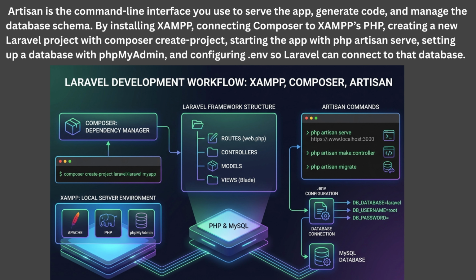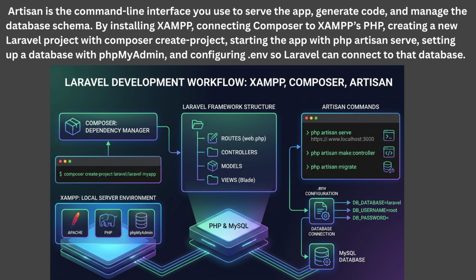Artisan is the command line interface that ties your entire Laravel workflow together. It's the tool you use to serve your application, generate new code, and manage your database schema. When you install XAMPP, configure Composer to use XAMPP's PHP, and then create a new Laravel project using composer create-project, you're setting up all the foundational pieces that Artisan depends on. Once the project has been created, you start your application with php artisan serve, which launches Laravel's built-in development server. This allows you to view your app in the browser and test your routes, controllers, and views in real time.